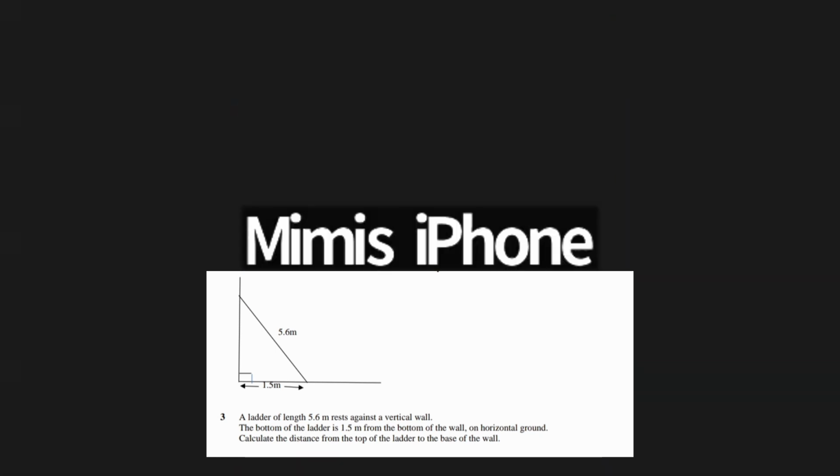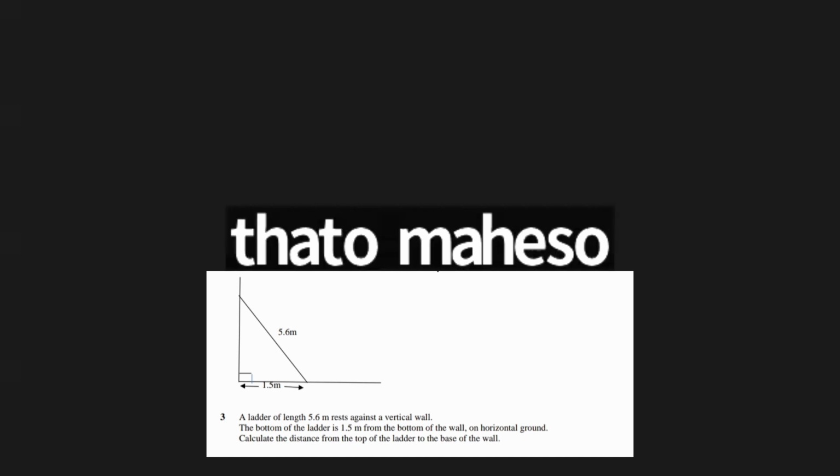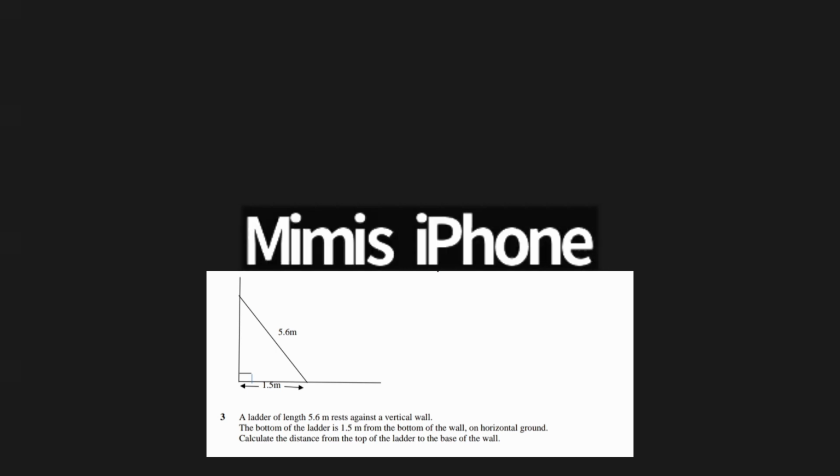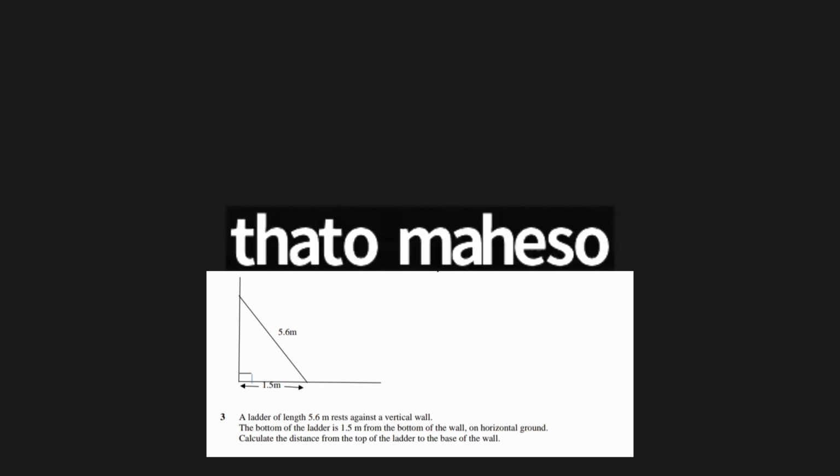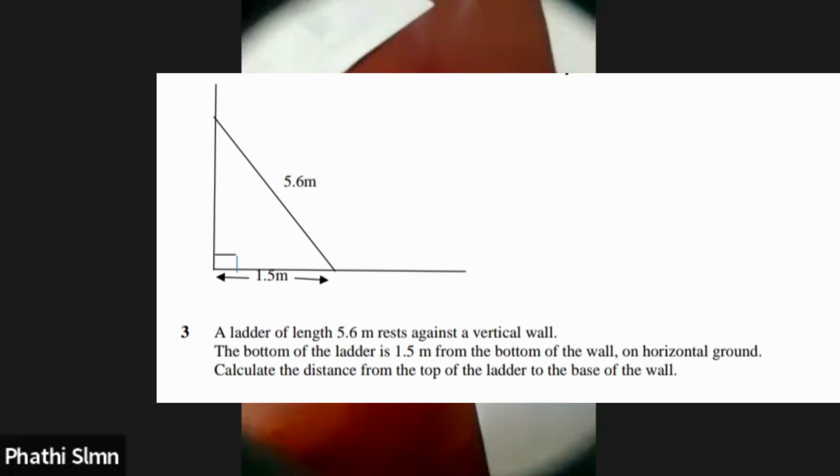Okay, so the next one says, a ladder of length 5.6 meters rests against a vertical wall. The bottom of the ladder is 1.5 meters from the bottom of the wall on horizontal ground. Calculate the distance from the top of the ladder to the base of the wall.